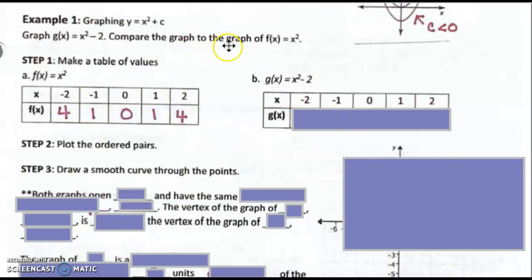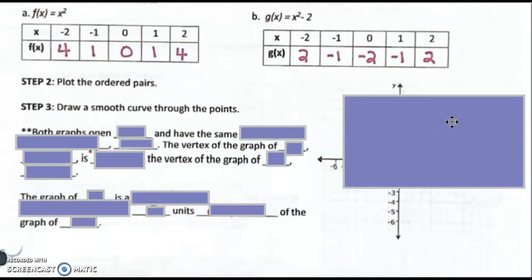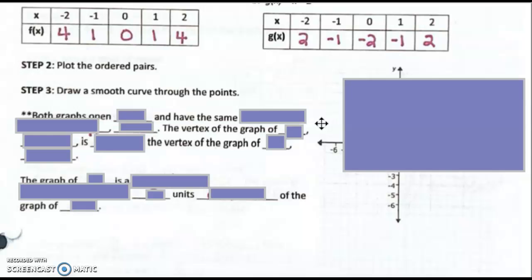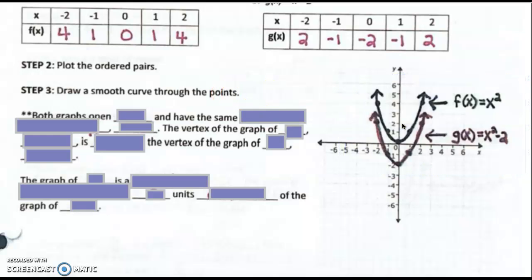Now, you can do this one of two ways. You can put g of x, like the x squared minus 2, in your calculator, just like you normally do. Or since it's just minus 2, it will be these numbers minus 2. So 4 minus 2 would be 2. 1 minus 2 is negative 1, and so on. So here's our values for that table. Okay, it says to plot the ordered pairs. So if we plot the ordered pairs, this is what it should look like.